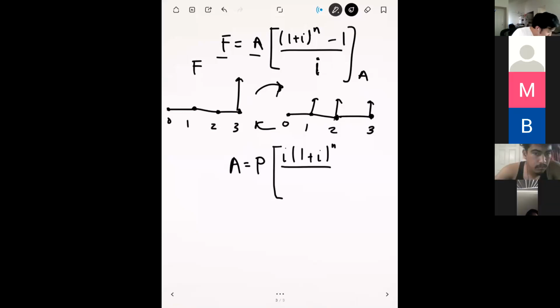Professor, I have a question. Sure, what's up? Before we move on, when you mentioned that it's usually a payment that we make yearly, can it also be monthly?